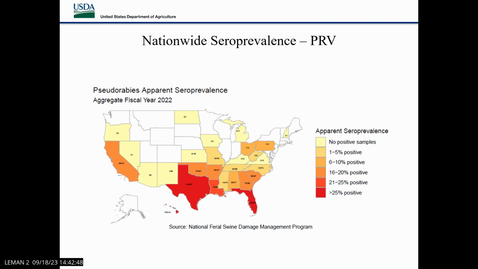So those were the national aggregates, then we look at the state aggregates. I'm going to break down the data further to the county level. But what's important to note is we do not see homogeneous distribution of those pathogens across the landscape. So if we look at Texas, for example, for pseudorabies virus, this is an aggregate of fiscal year 2022. At the state scale, we see Texas with seropositivity of over 25% in feral swine, which is greater than it is for our national average.